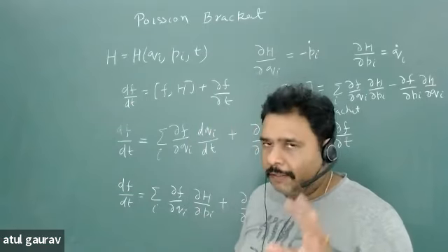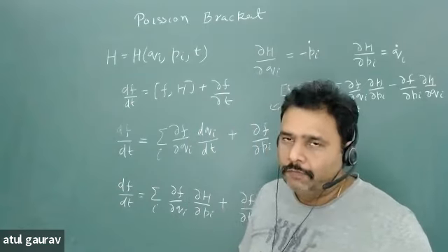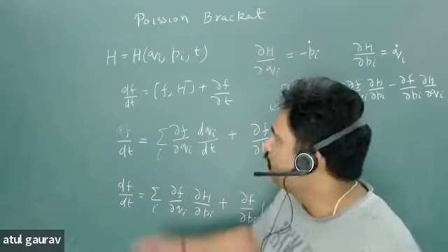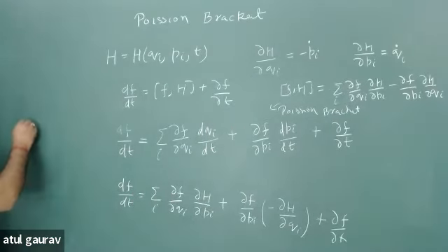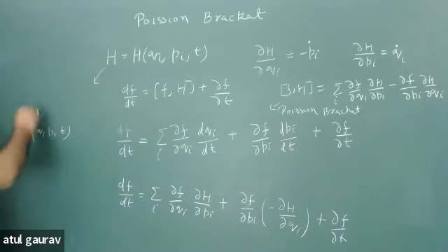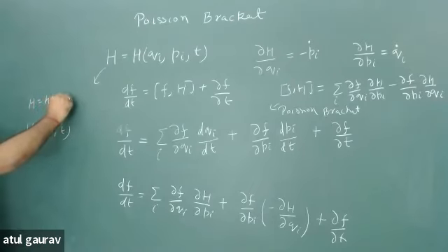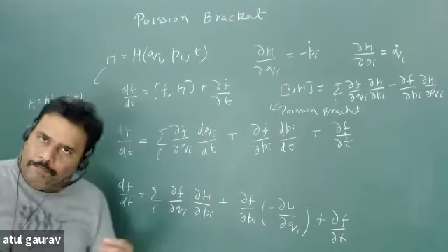Listen to what I am trying to say. Suppose some function is f, and try to understand this very minutely. Suppose this function is f, and it is a function of q, p and t. And I have this particular Hamiltonian of a system. Let's say the Hamiltonian of the system is a function of q, p and t. Maybe it is also a function of time.